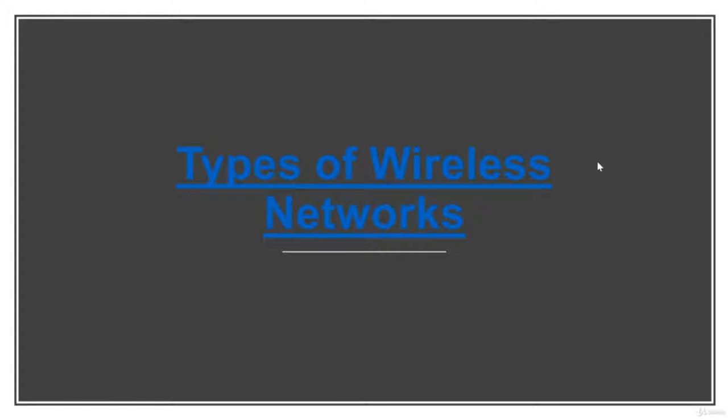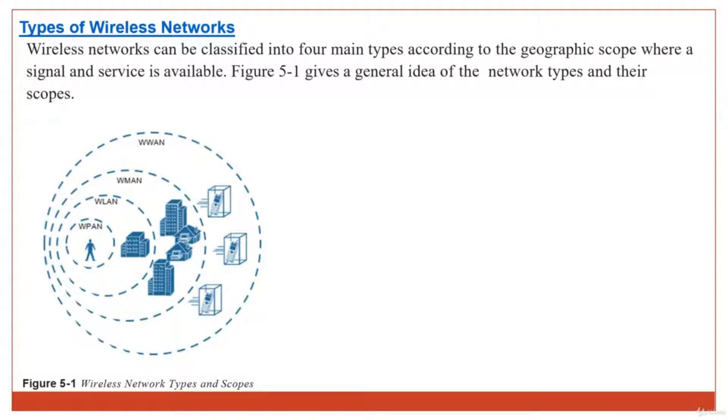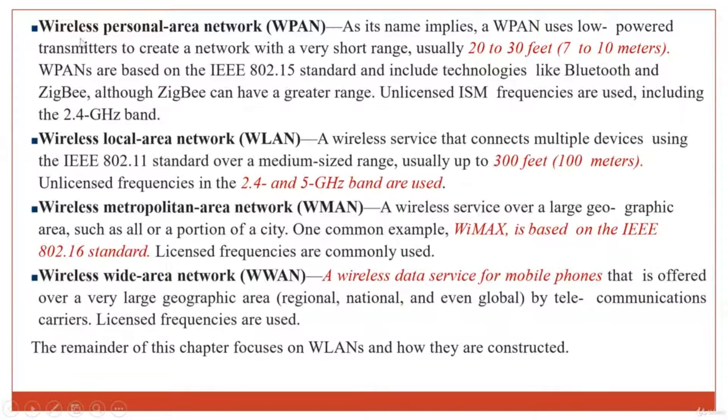So what types of wireless network do we have? Let's understand the different types of wireless network, and then we'll focus on wireless LAN. So here in the diagram, you can see starting from a small WPAN, and then wireless LAN, then WMAN, and then WAN as well. You have the personal area network. Example is Bluetooth. The distance is 20 to 30 feet or 7 to 10 meters. Then we have wireless LAN that we are going to study in this particular course. That range is 100 meters, and we know that we have the 2.4 and 5 gigahertz bands.